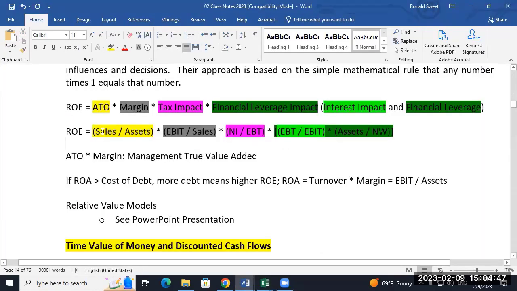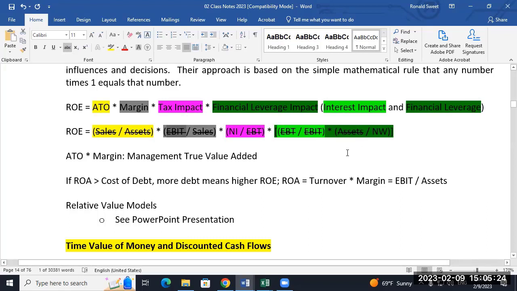All right, so that's return on equity decomposition. You'll notice sales divided by sales cancels out. EBIT divided by EBIT cancels out. EBT divided by EBT cancels out, and assets divided by assets cancels out. So you're still, oh, I didn't cancel this one out. EBIT divided by EBIT. So you still end up with net income over net worth.